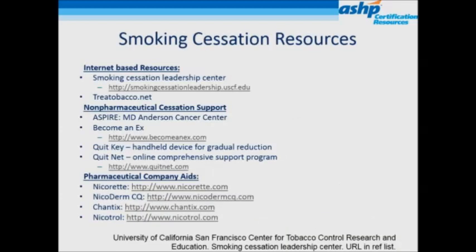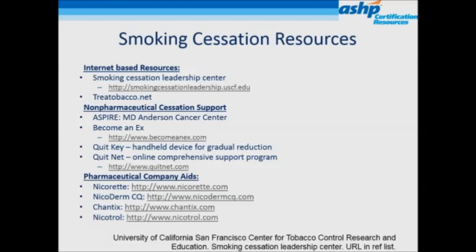Other smoking cessation-based resources, there's a ton that are out there. This is by no means a complete list, but I tried to break them down into a variety of groups. So this is the Rx for Change. I'd strongly recommend you look at this. There's a lot of really good evidence-based, unbiased resources. It's all run through UCSF, so there's a lot of good resources there.